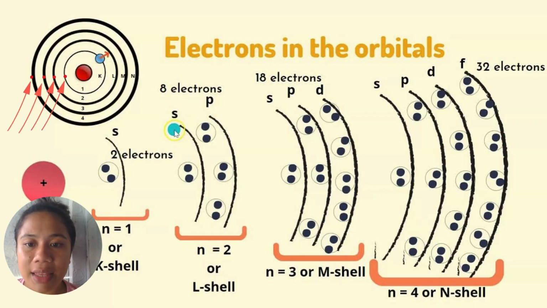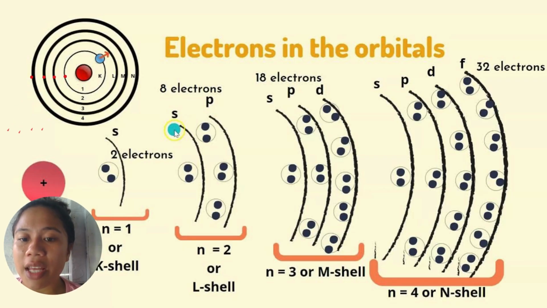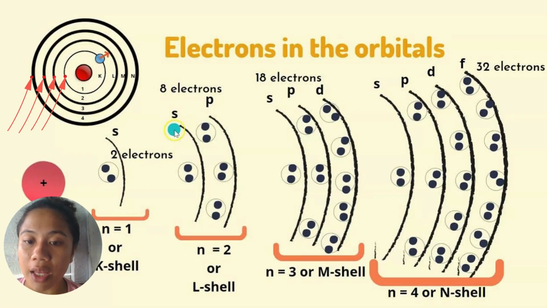For that, K, L, M, N is what we call the shell. Inside that shell, we have what we call the subshell. For subshells, we have S, P, D, and F. Remember, subshells: S, P, D, and F. For the K shell, it only has one subshell, which is S. How many electrons does the S subshell carry? Two electrons. So overall, the K shell carries only two electrons, as well as S carries two electrons also.